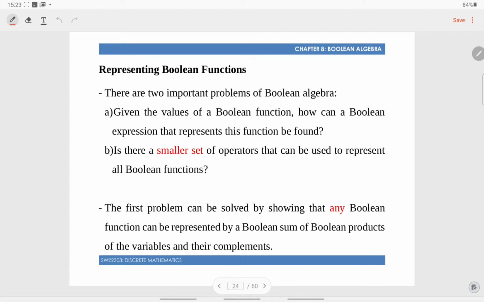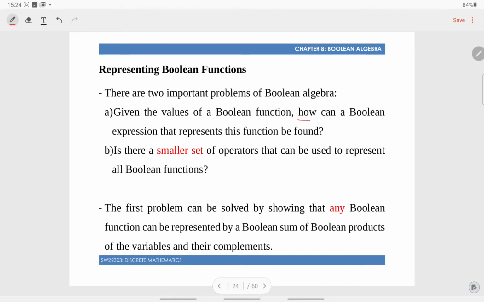Alright, next is representing Boolean functions. There are two important problems in Boolean algebra. The first problem: given the values of a Boolean function, how can a Boolean expression that represents this function be found? That's the first question.